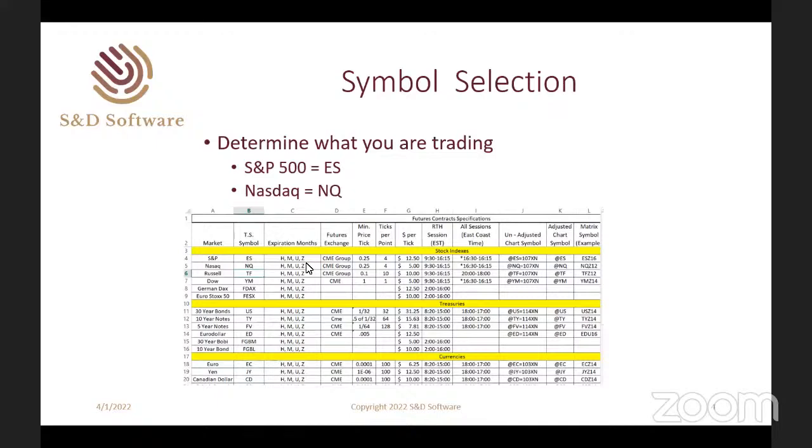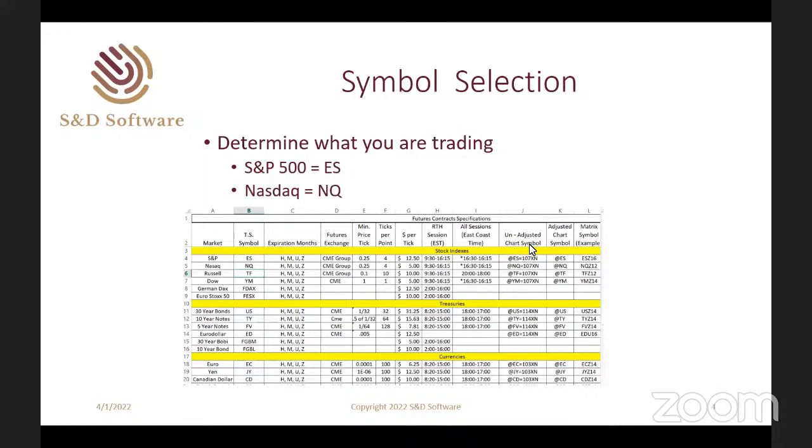So it trades quarterly. It's traded on the CME exchange. Minimum price or tick value is 0.25. There are 4 ticks to a point. On the ES, it's $12.50 a tick, so that's the value of each tick. I have this chart set up, and it just gives me a quick reference.